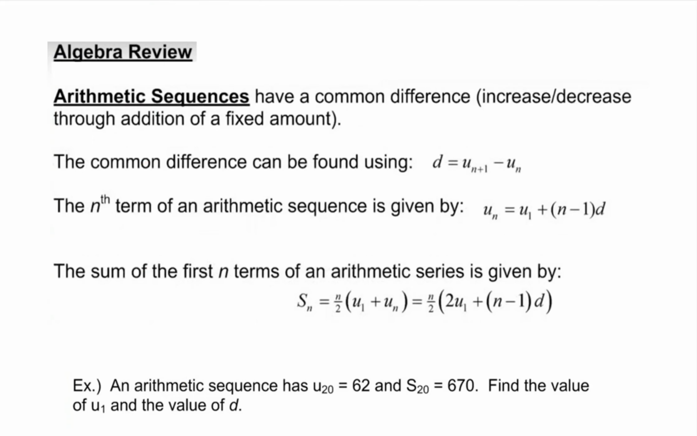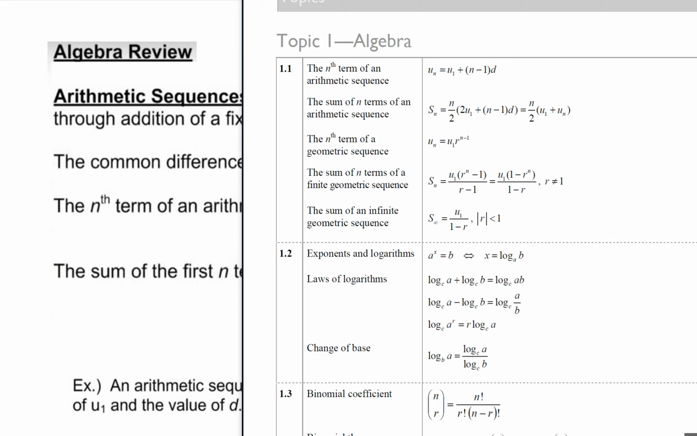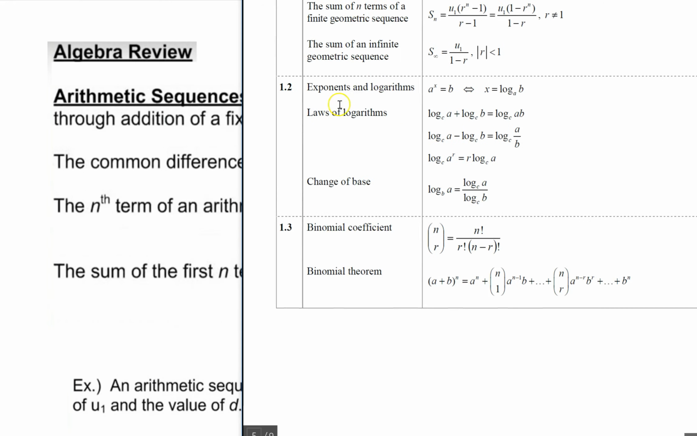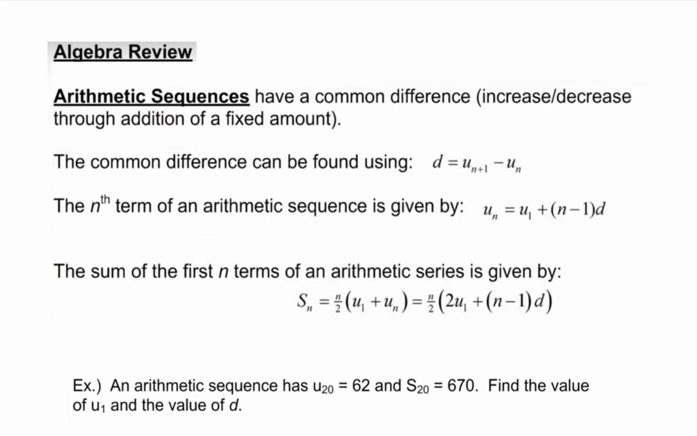Algebra review. So in this lesson, we're going to talk about all the different components of algebra that we went over the past year. That's going to be arithmetic sequences, geometric sequences, logs, and my favorite, the binomial theorem. So let's start off. An arithmetic sequence is a sequence where you add and subtract to get the next term.